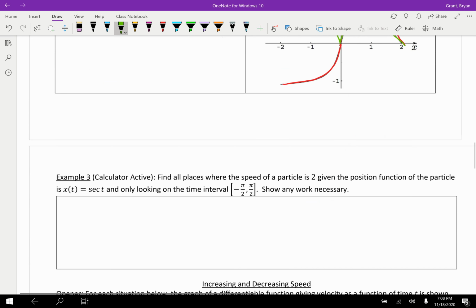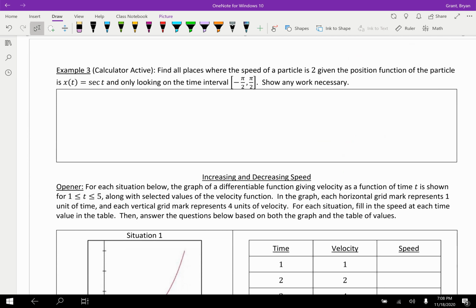Okay, let's put all this together. You ready? This is calculator active. I hope you have a calculator in front of you. If you don't, pause it and go grab one. And although you can do this on Desmos, you need to get into the habit of using a graphing calculator because you can't use Desmos on tests, especially the AP exam.